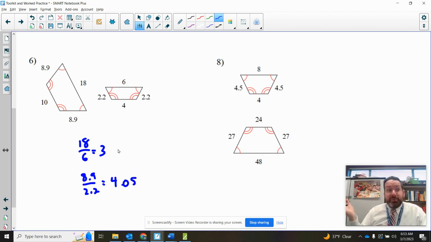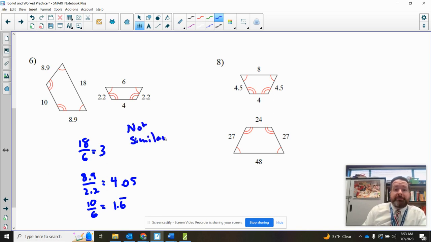Now, at this point, you can stop. If they don't match, they don't match. But just for practice, let's also check the other side. So 10/6, 10/6. It's a different number again. So if any one of your comparisons doesn't match, that's all that matters. No, these are not similar to each other.